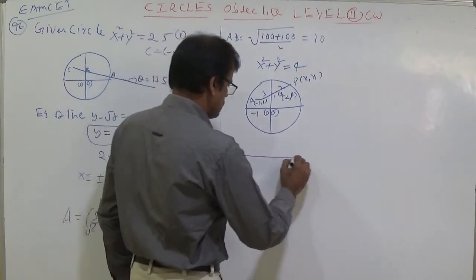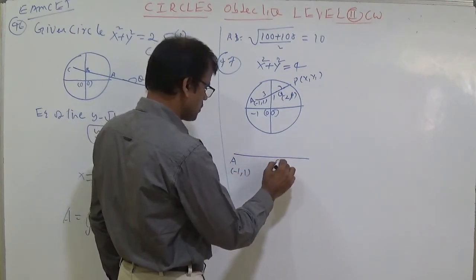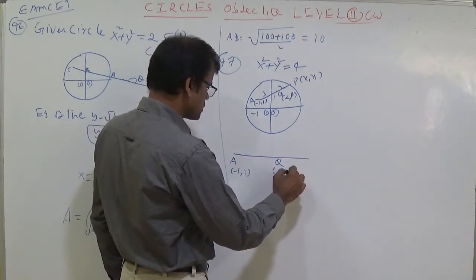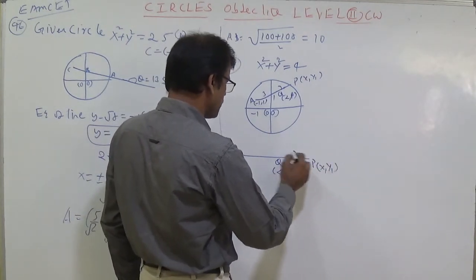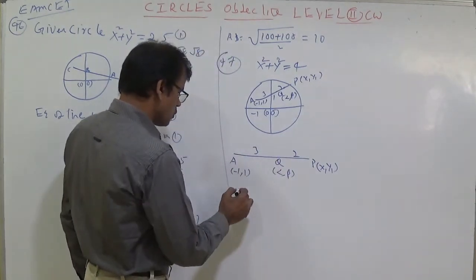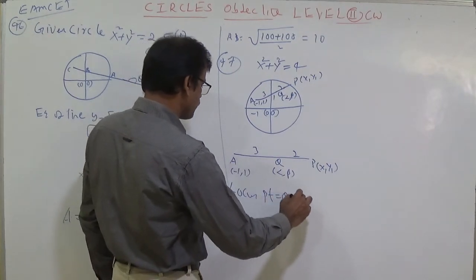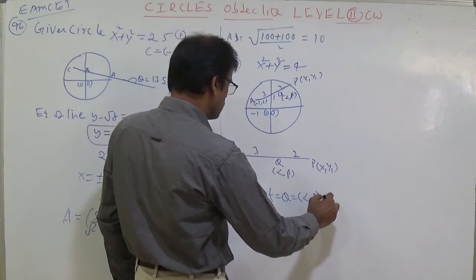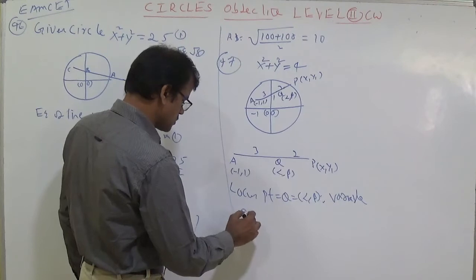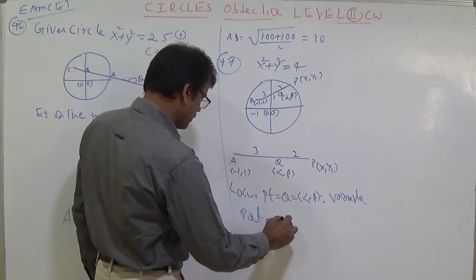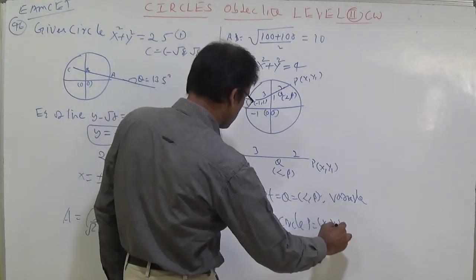Now once again I am drawing the line like this. A is minus 1 comma 1. Put here Q, a locus point alpha comma beta. P is x1 comma y1, which of course is also a variable point. This is 3 parts, this is 2 parts. So I am writing the locus point Q is equal to alpha comma beta, and the variable point on the circle P is equal to x1 comma y1.